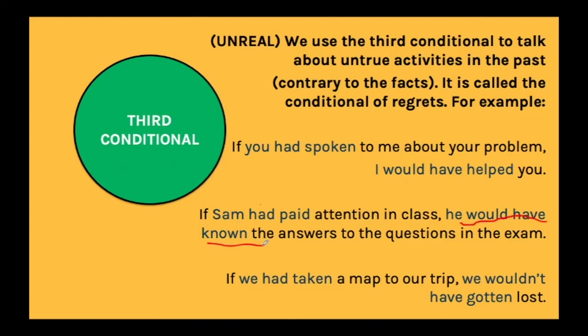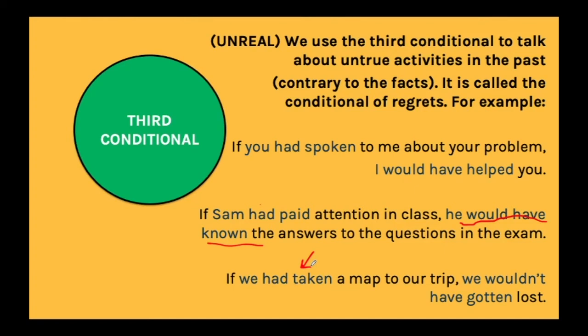If we had taken a map to our trip, we wouldn't have gotten lost. But what happened in the past? We didn't take a map, so we got lost. But we know or we think that the right thing to do in the past was to take a map. We didn't take the map, we got lost. But if we had taken the map, we wouldn't have gotten lost.